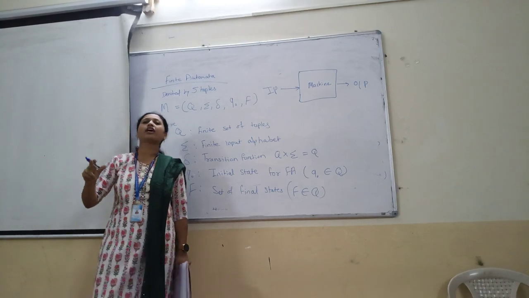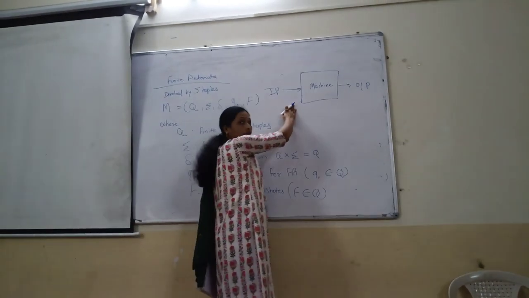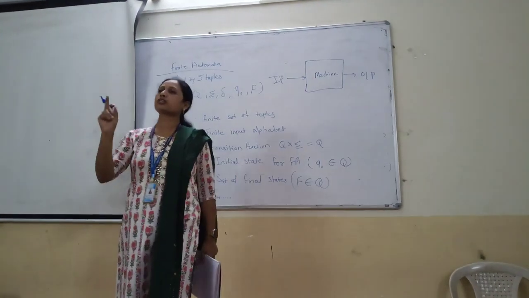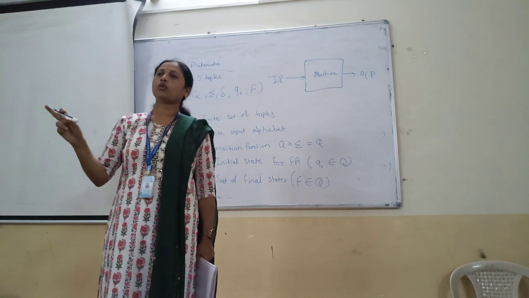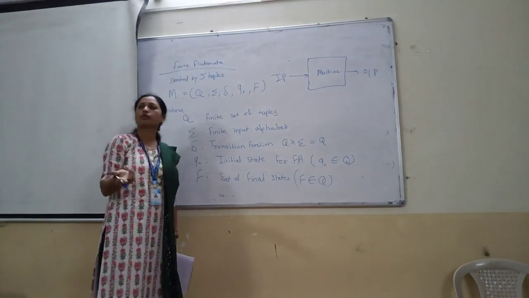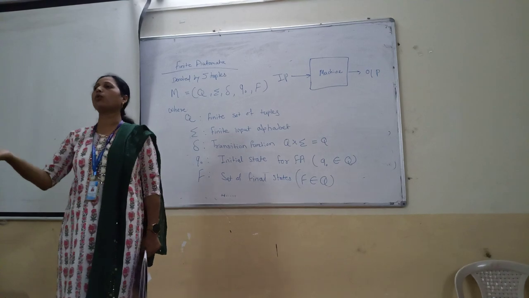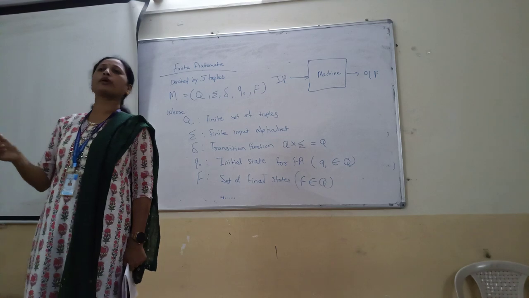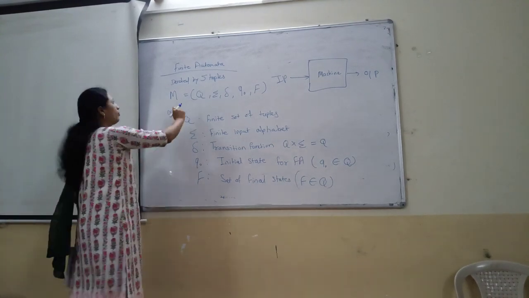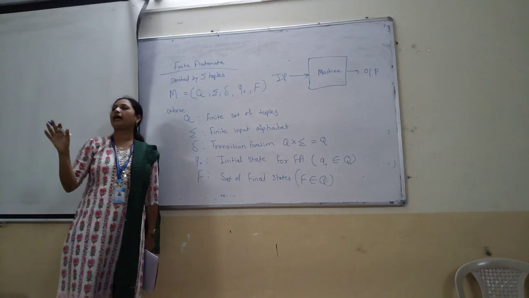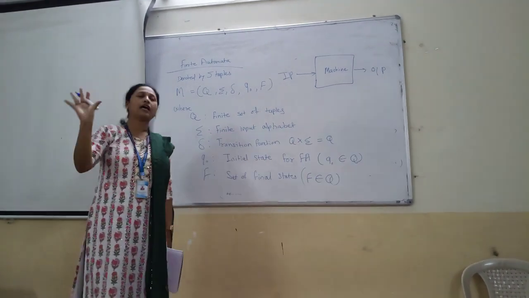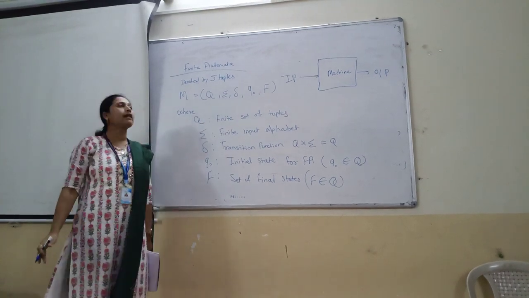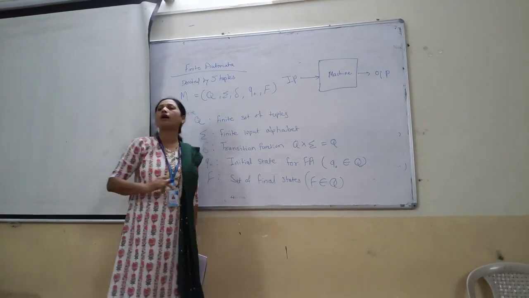We are discussing that whenever we provide some input, we get the output, but how that machine actually works. Okay, in the finite automata we are going to study how that machine internally works. Here finite automata is denoted by how many tuples? 5 tuples. And those 5 tuples are Q, comma, sigma, comma, delta, comma, Q0, comma, F.